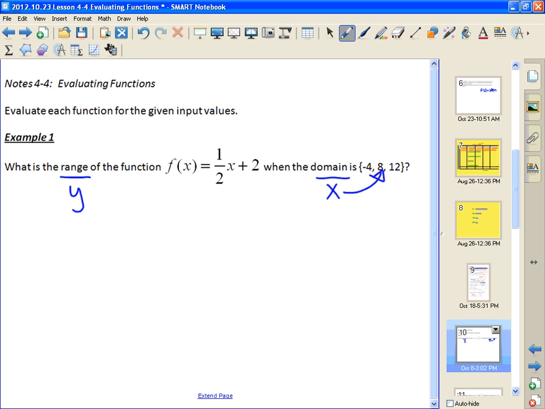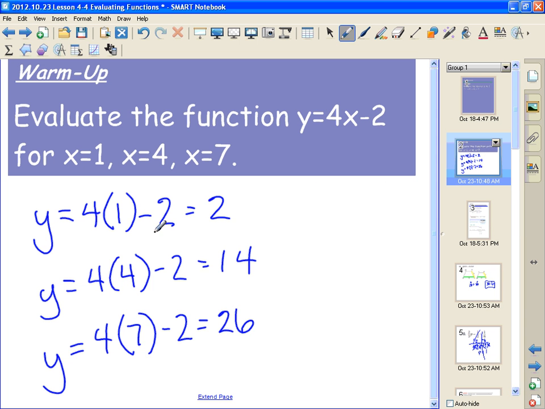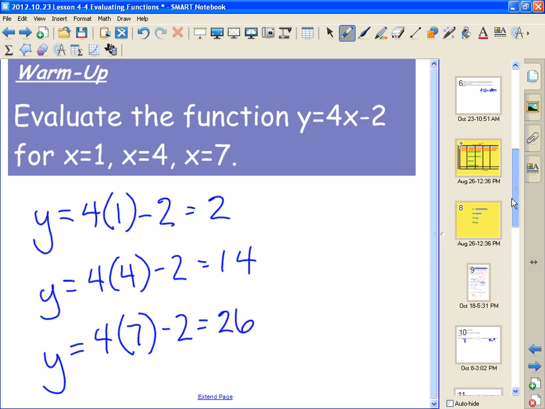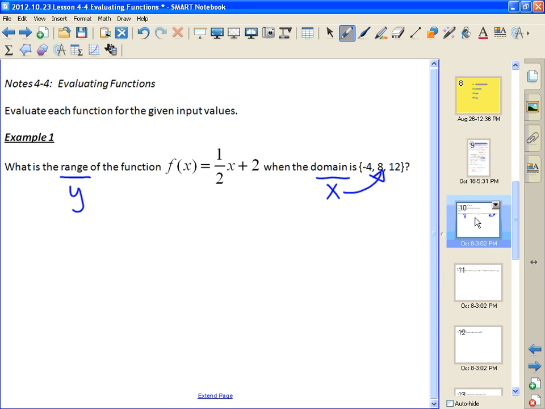So it's just like what we did on warm-up. Remember on warm-up where we took those numbers and we plugged them in? That's what we're going to do here, except I'm going to teach you a shortcut so that you can use your calculator and it won't take as long. So get your calculator in front of you so that you can go through the steps with me. If you don't have one, go get one.